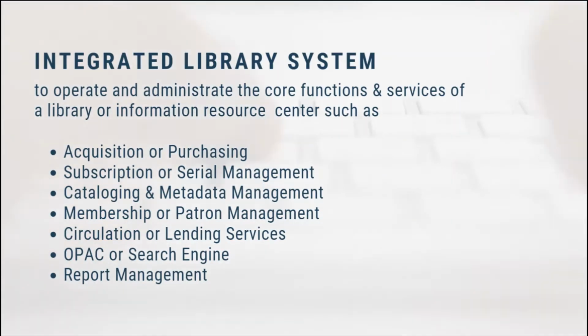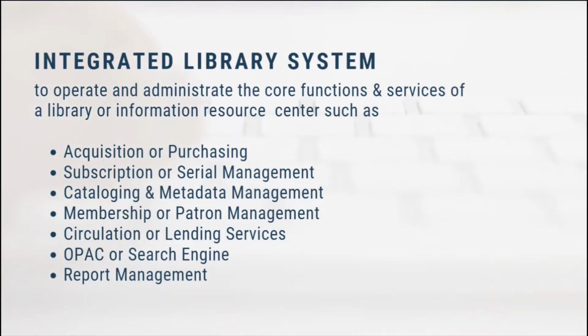The integrated library system is to operate and administrate the core functions and services of a library or information resource center. For example, acquisition or purchasing, subscription or serial management, cataloging and metadata management, membership or patron management, circulation or lending services, OPAC or search engine, and report management. OPAC is an abbreviation of online public access catalog.